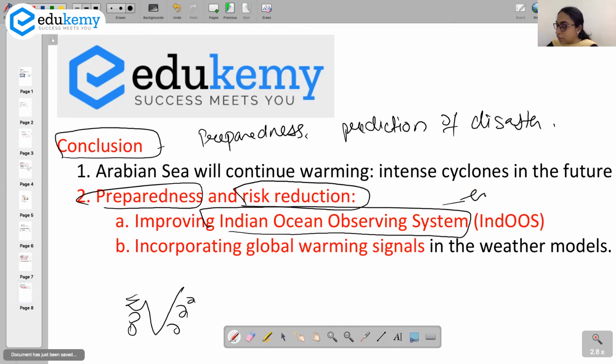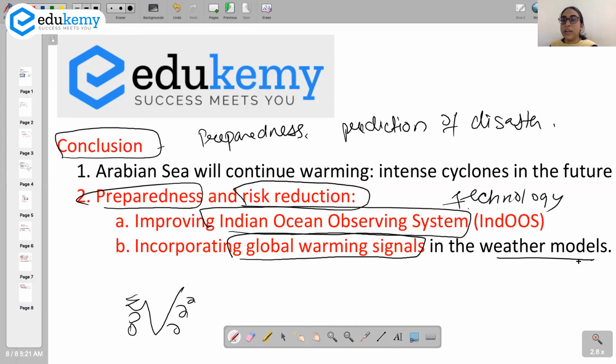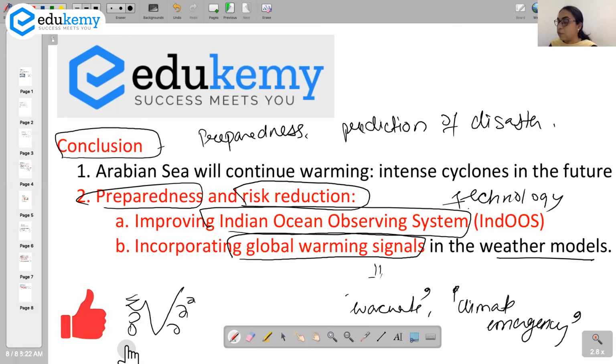Technology has to be used, right? And we have to incorporate global warming signals in the weather models. Whatever weather prediction models, the monsoon model, the cyclone prediction model, the dynamic cyclone prediction model, we have to involve the global warming signals in them. Only then can we better evacuate people. Only then can we prevent climate emergency. To do this, we have to be better prepared.